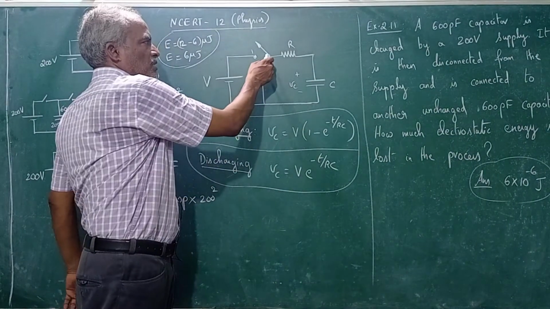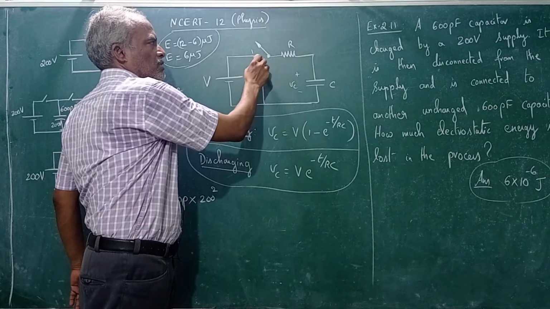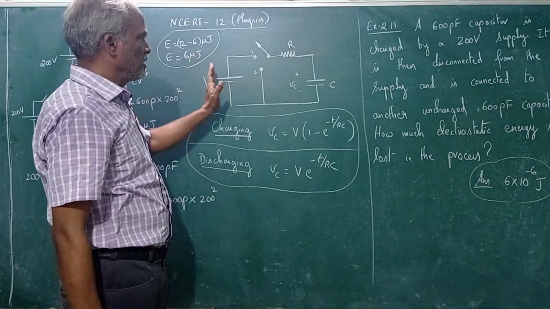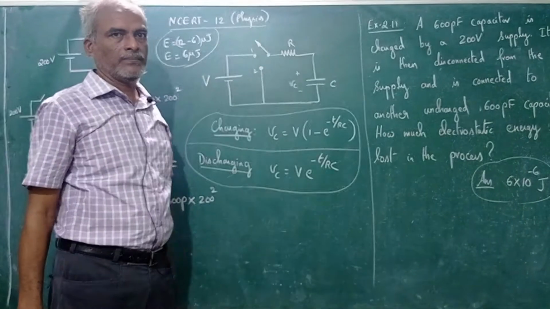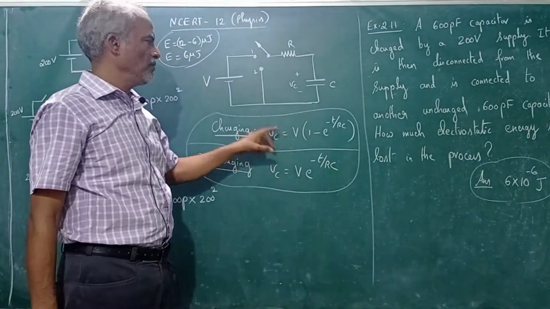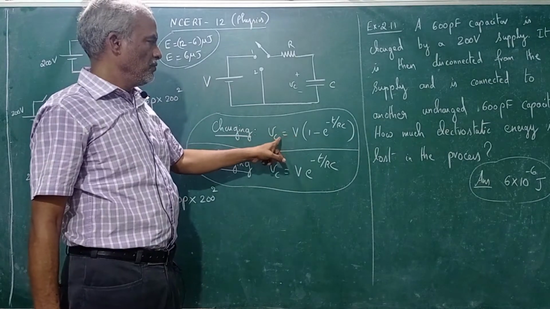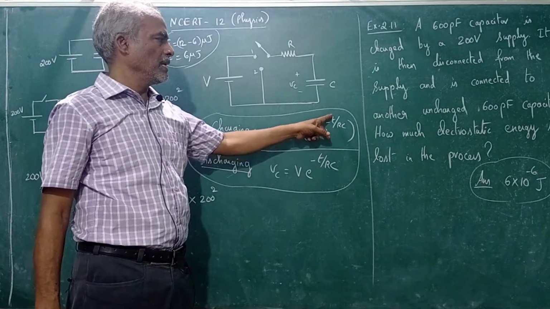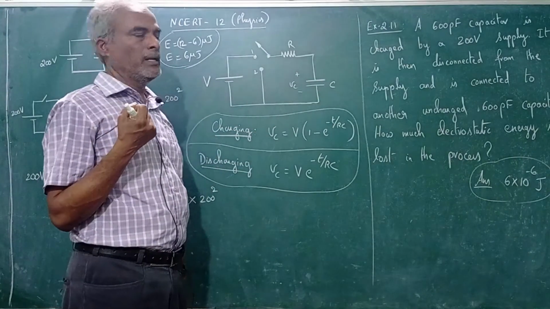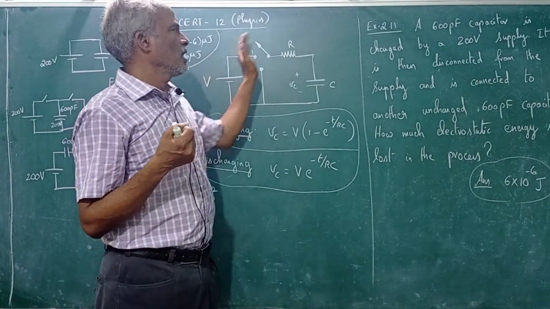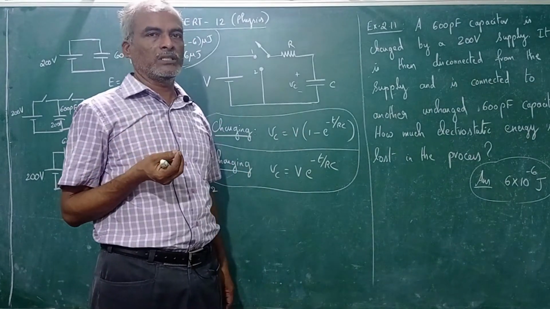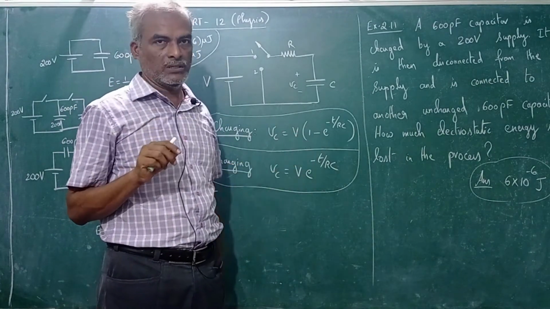Now the switch is connected here. That means this is closed and this is open. So the DC voltage tries to charge the capacitance. The voltage across the capacitance is given by V into 1 minus e power minus t by RC. RC value we know, t is the time. Time required to charge a capacitor. At any instant of time also we can find the voltage across the capacitor. So this is the equation.